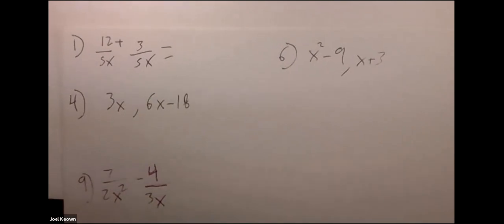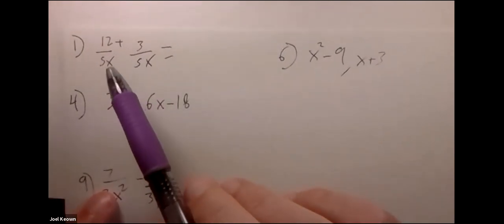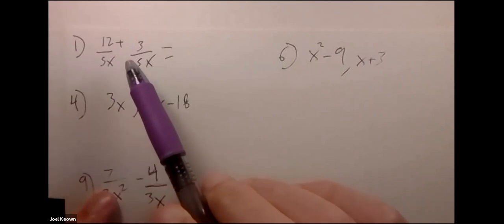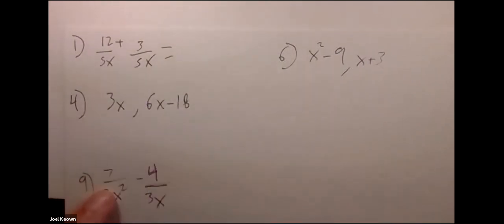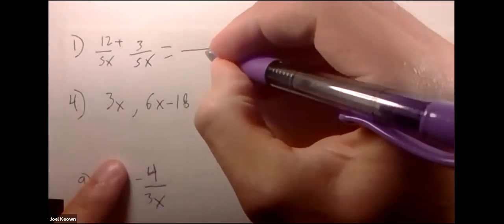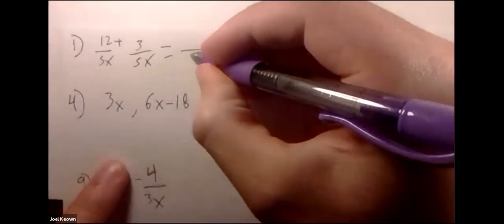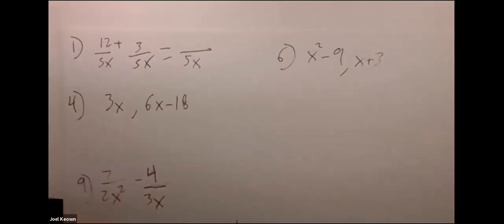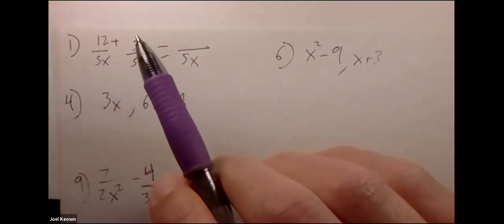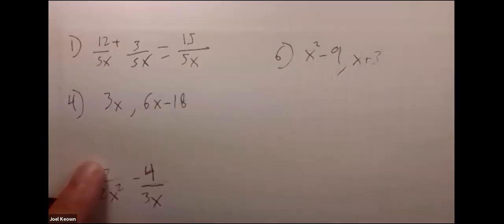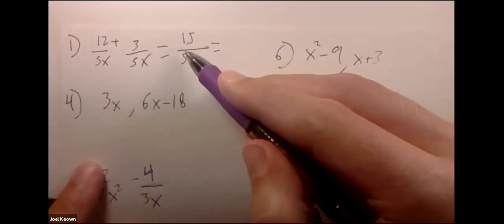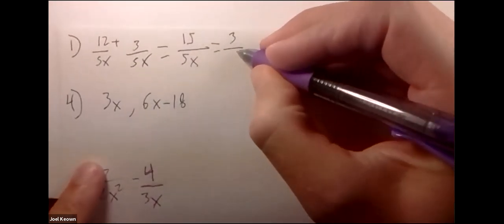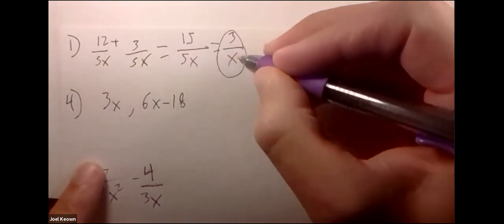Now I said that to add fractions, we have to have a common denominator. Well, if I'm adding or subtracting, and I have a common denominator, it's really easy. I just say, there's my denominator. I don't add my denominators together. My denominator stays the same. I add my numerator. 12 plus 3 is 15. And then I can simplify my answer if I can. In this case, 15 divided by 5 is 3 over x. And that would be my answer.